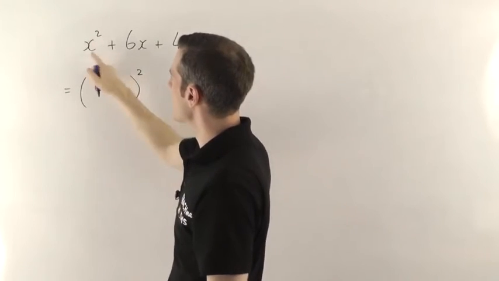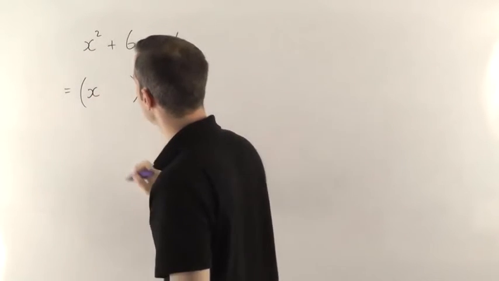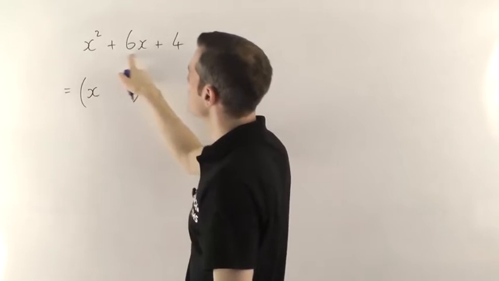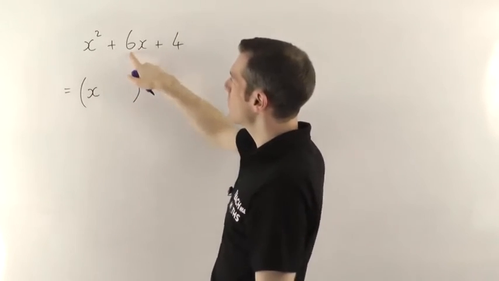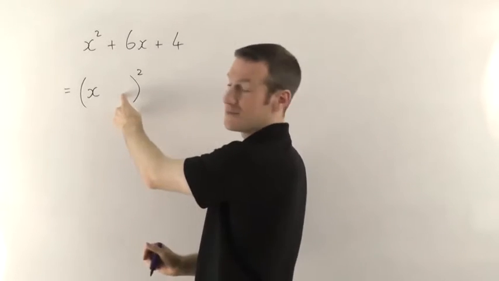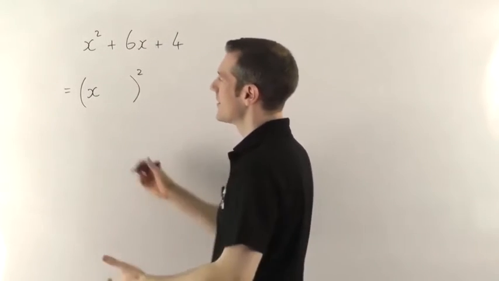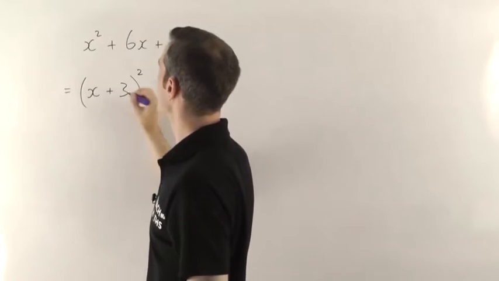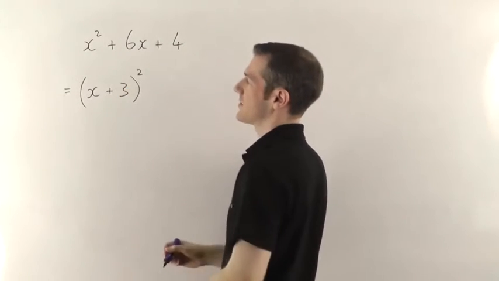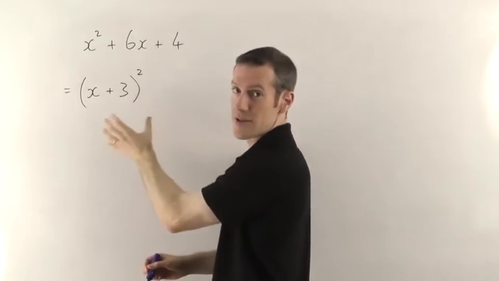Essentially, to get your x squared bit, you stick an x here, and then you don't worry about the number bit on the end. You just look at the x bit, and whatever number you've got here, you halve it and stick it here. So because this is plus 6, I'm going to write plus 3. Yeah, positive 3 is half of positive 6. So that's how you work out what goes in this bracket.